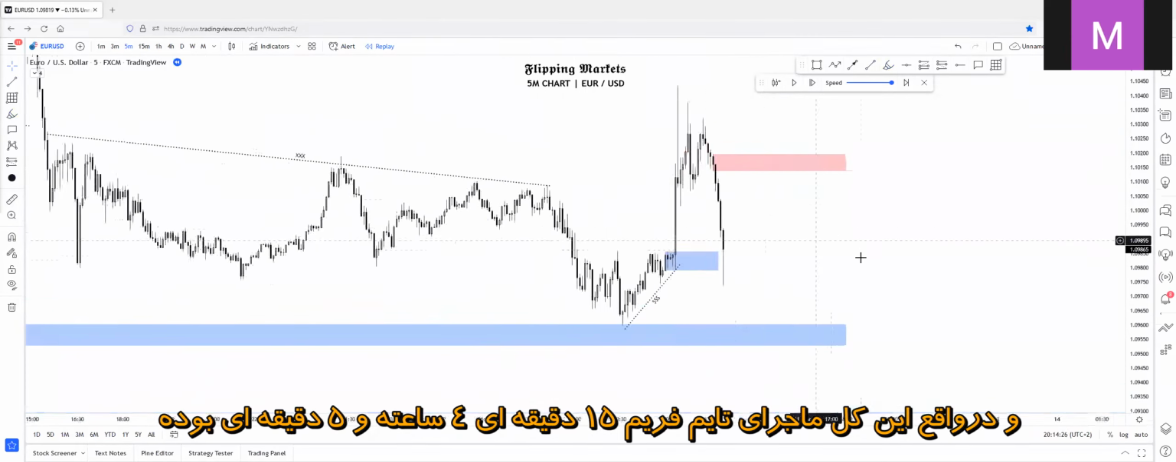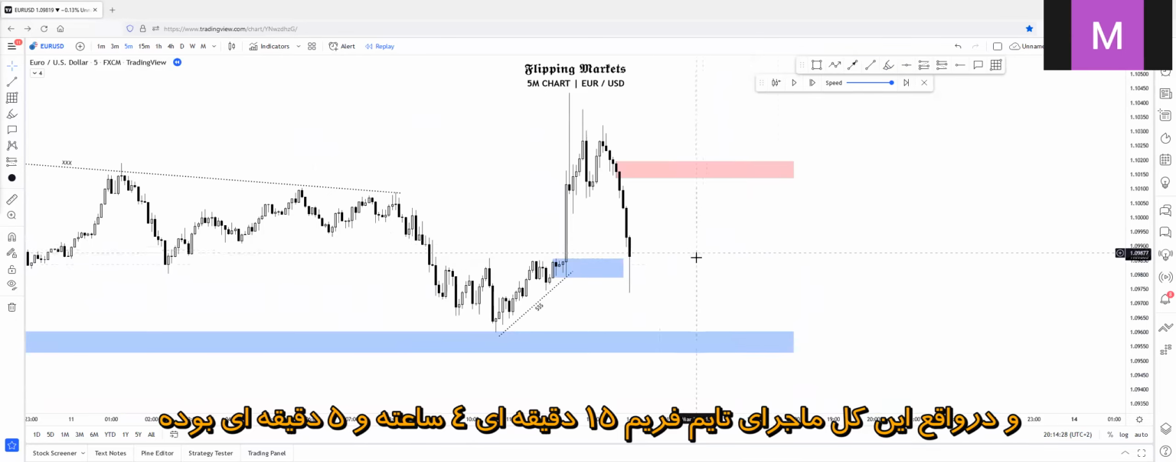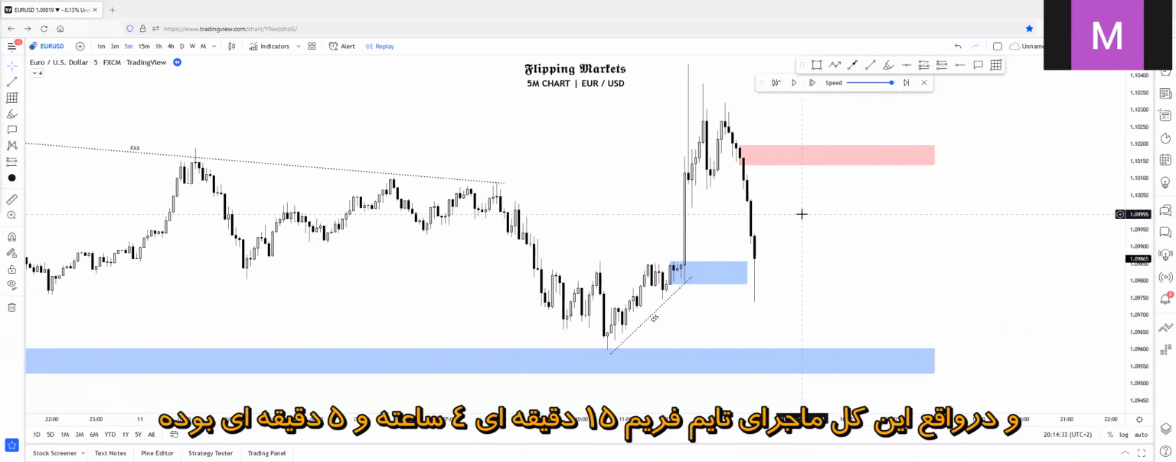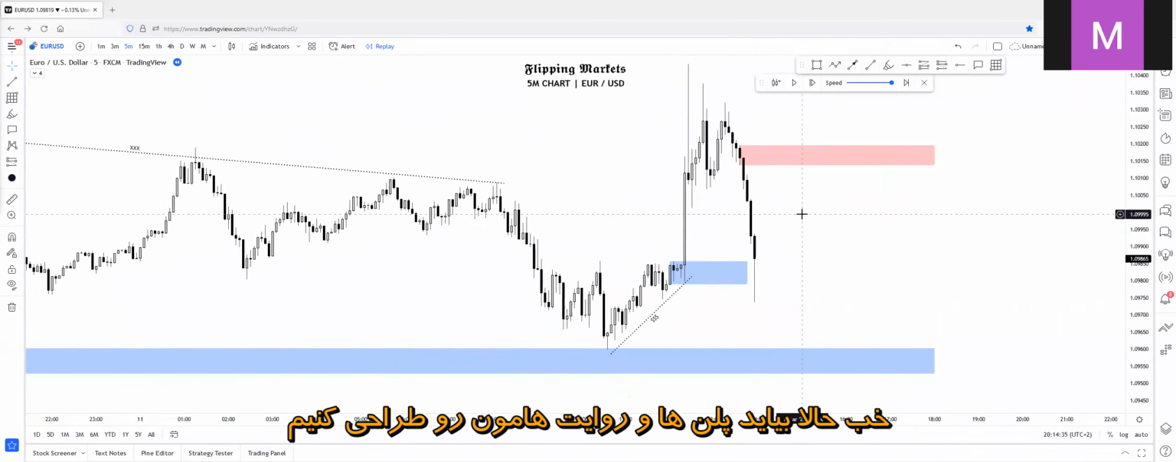And basically that's all for the higher time frame. That's all for the 15-minute chart. That's all for the 4-hour chart. That's all for the 5-minute chart. Let's build a plan. Let's build a narrative.